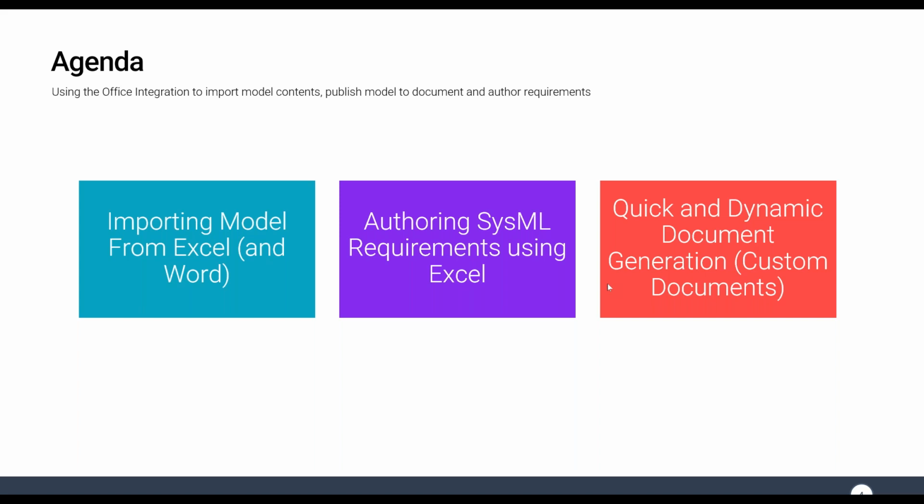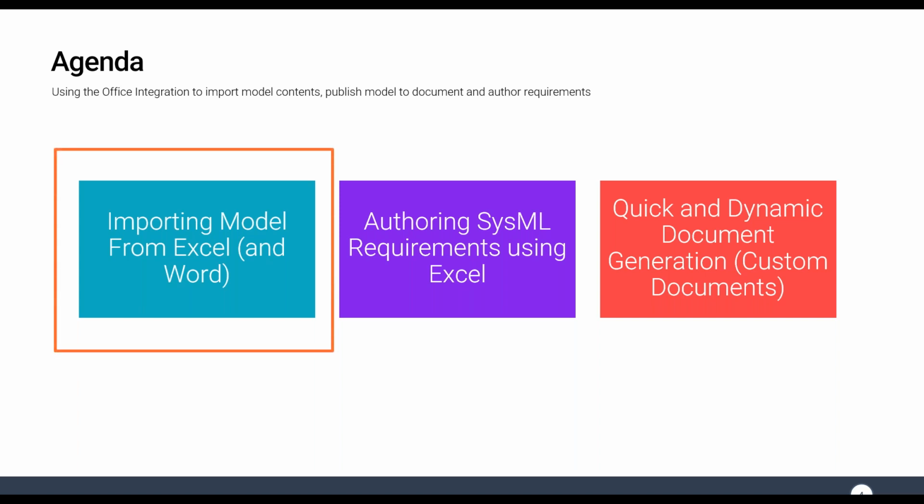As I said, today's agenda, we are primarily going to focus on the MS Office integration, and that too specifically on Excel spreadsheets and how an Excel spreadsheet could serve as a really good tool to build a baseline repository. And then we'll be looking at the SysML requirements engineering. And then we'll be looking at the custom dynamic document generation capability of EA16.